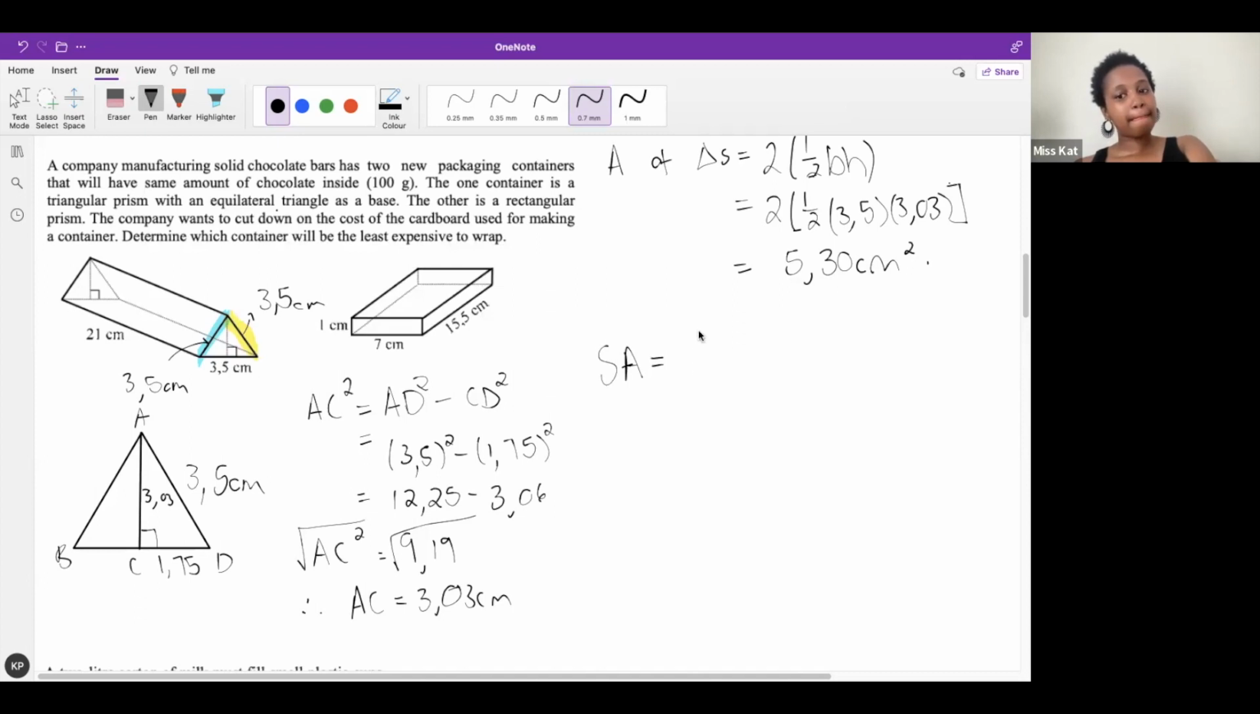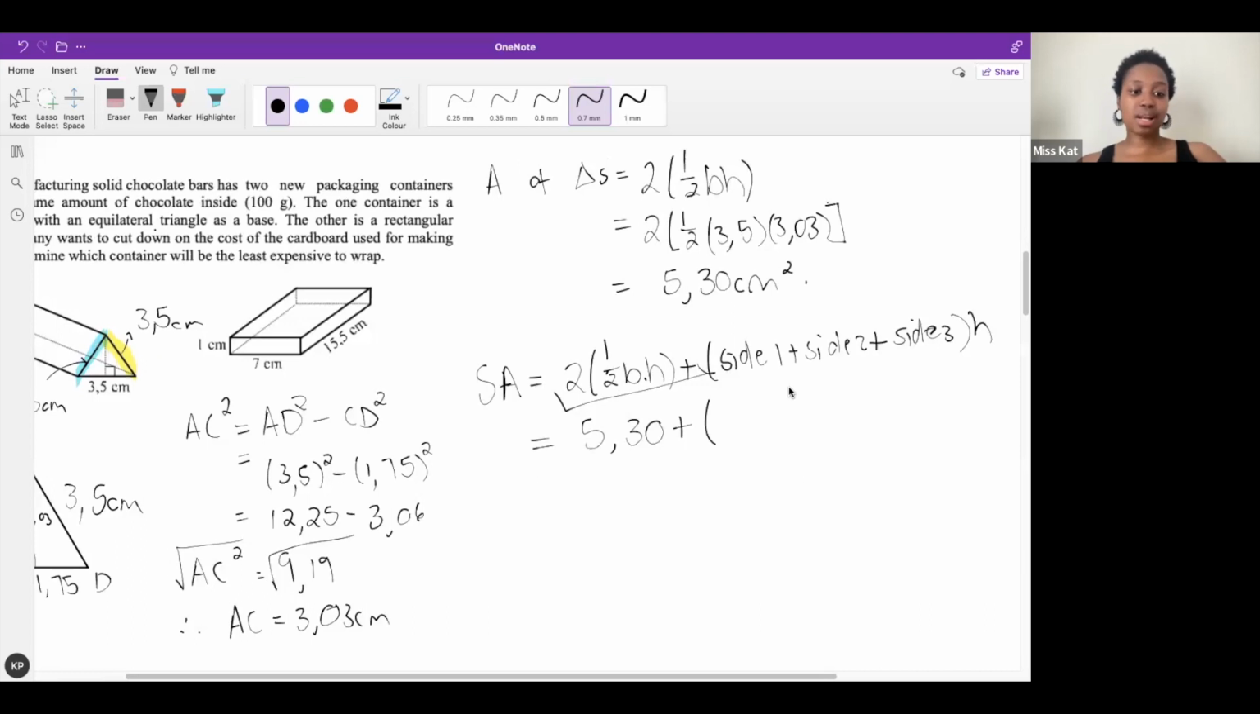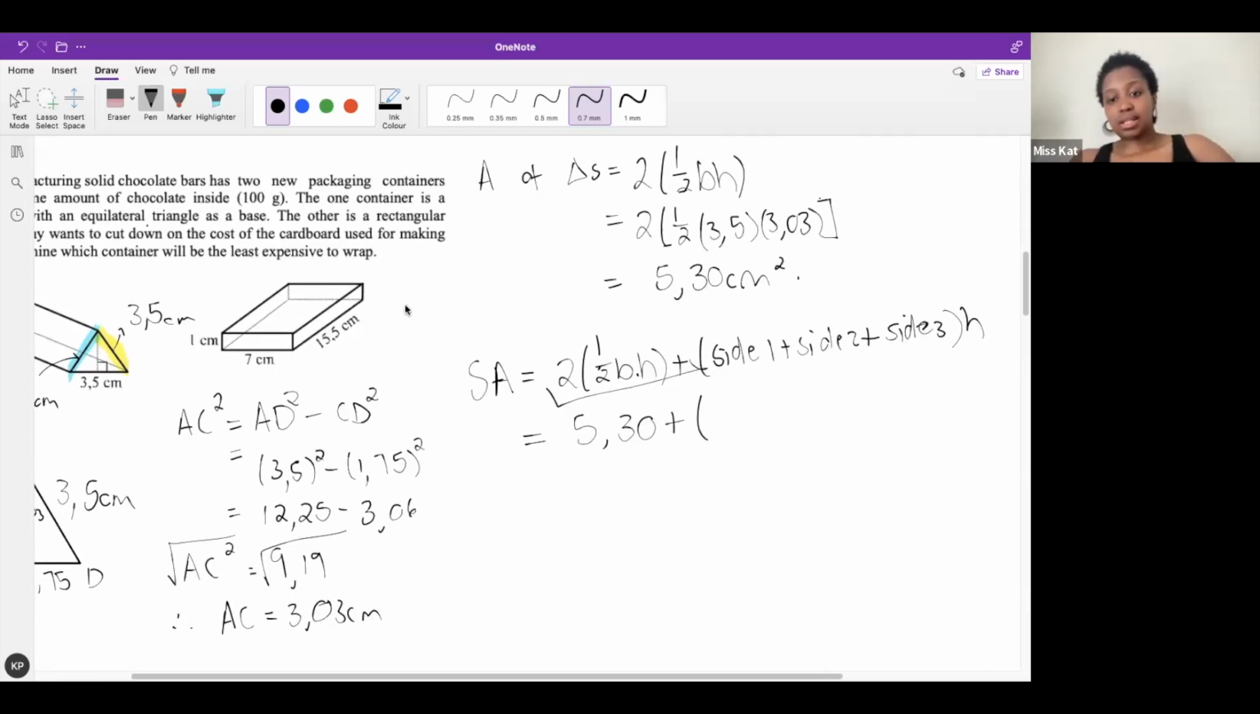It's 2 times half times base times perpendicular height plus side 1 plus side 2 plus side 3 times height. Yes, you can. So we already did this part, right? Yes, ma'am, we know that it is 5,30. And then it's going to be plus side 1 plus side 2 plus side 3. They're all the same length, isn't it? Yes, ma'am. And they are how much? 3,5, ma'am. There we go.